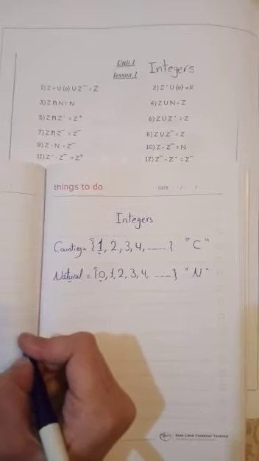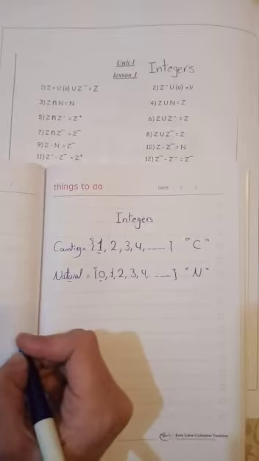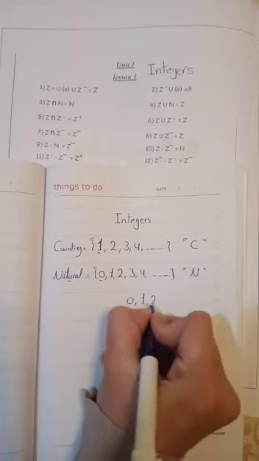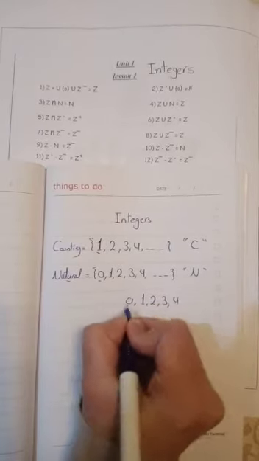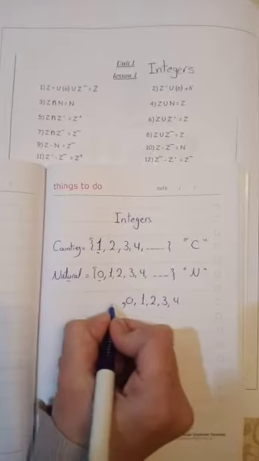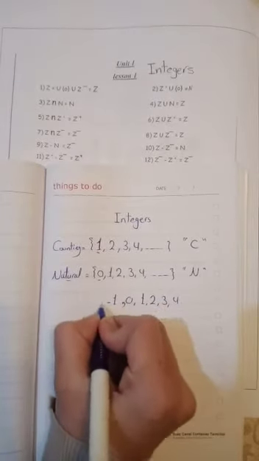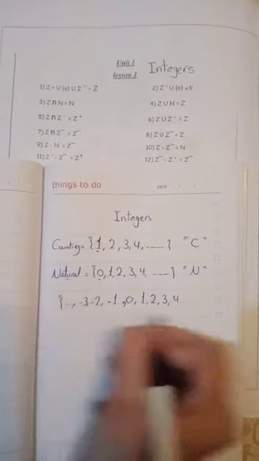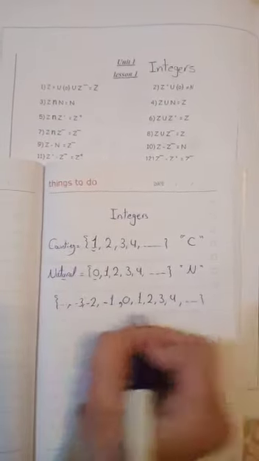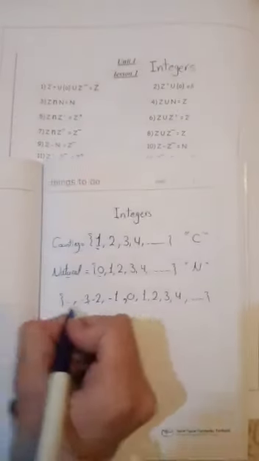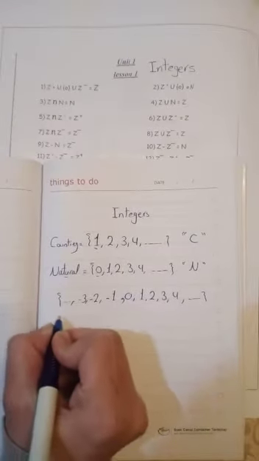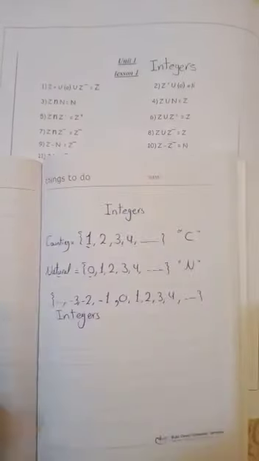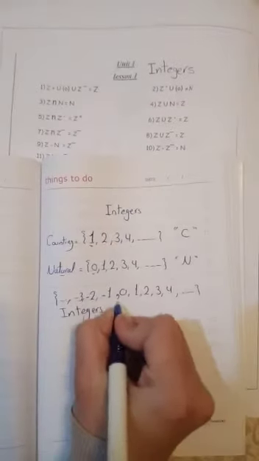Sometimes we see numbers called negative numbers, which are less than 0. We have the number 0, 1, 2, 3, 4, and other numbers that are less than 0, like negative 1, negative 2, negative 3, and so on. These numbers also have a name. They are called integers. Its symbol is Z.